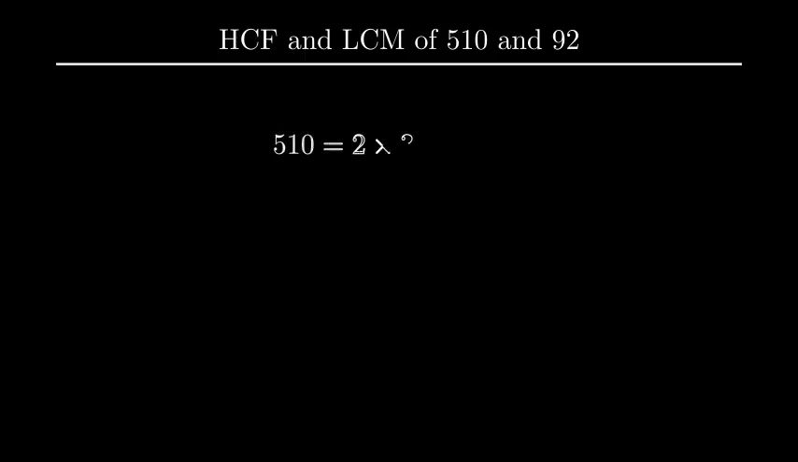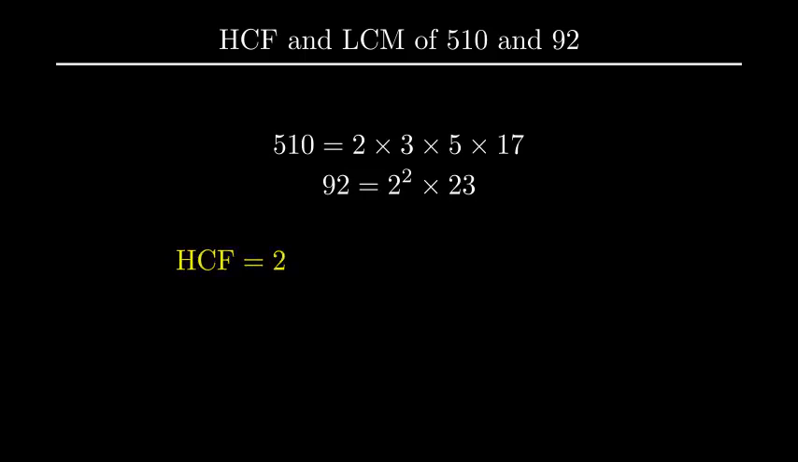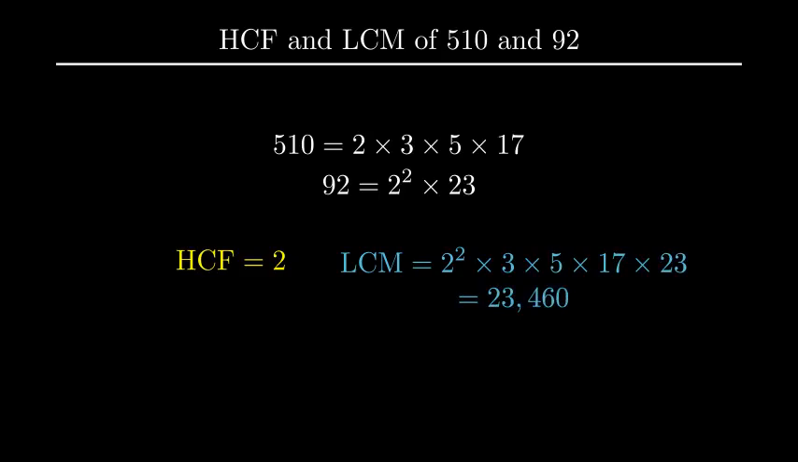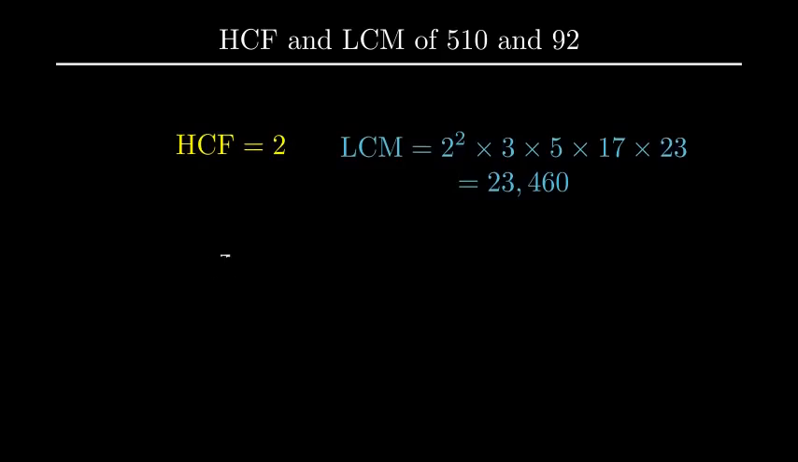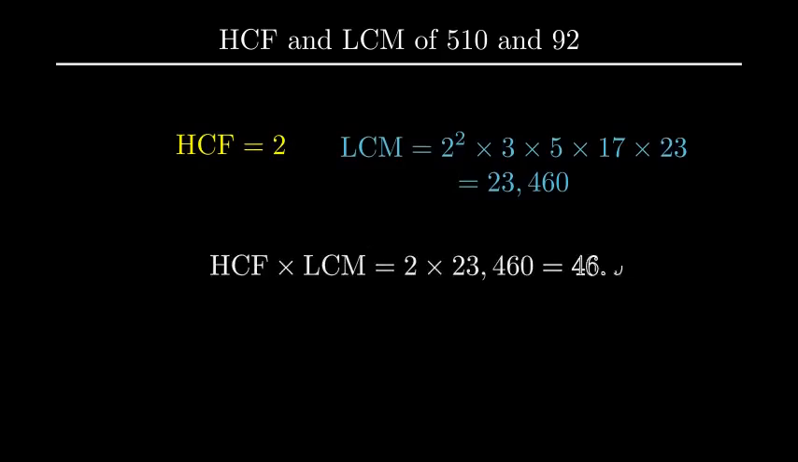Let us find the HCF and LCM of 510 and 92. Prime factorization of 510. 510 equals 2 times 3 times 5 times 17. Prime factorization of 92. 92 equals 2 squared times 23. Comparing both factorizations, the only common prime factor is 2. Therefore, HCF equals 2. For the LCM, we take the highest powers of all primes present. LCM equals 2 squared, times 3, times 5, times 17, times 23.